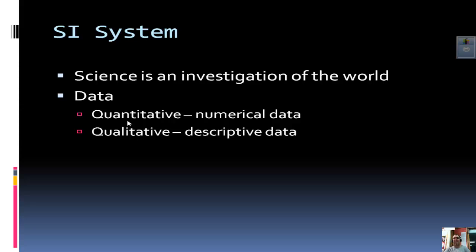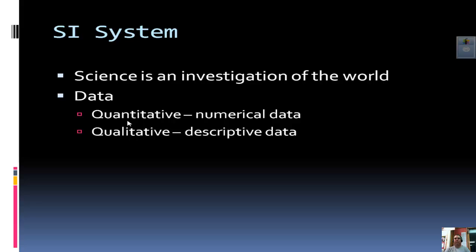So we could say 150 pounds. We could say 24.5 degrees Celsius. We could say 34 degrees northwest. Okay, that's all numerical data. Qualitative data, that's descriptive. It's hot in here. It's cold in here. In science, quantitative data is going to be the most important.